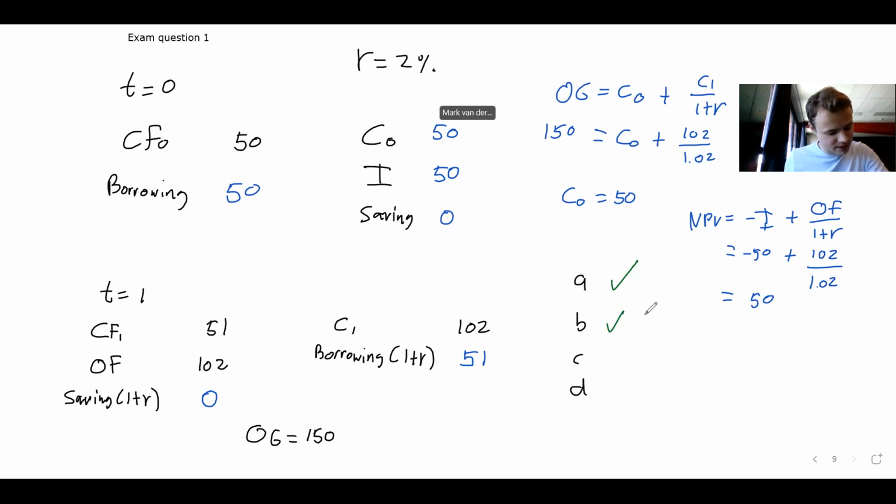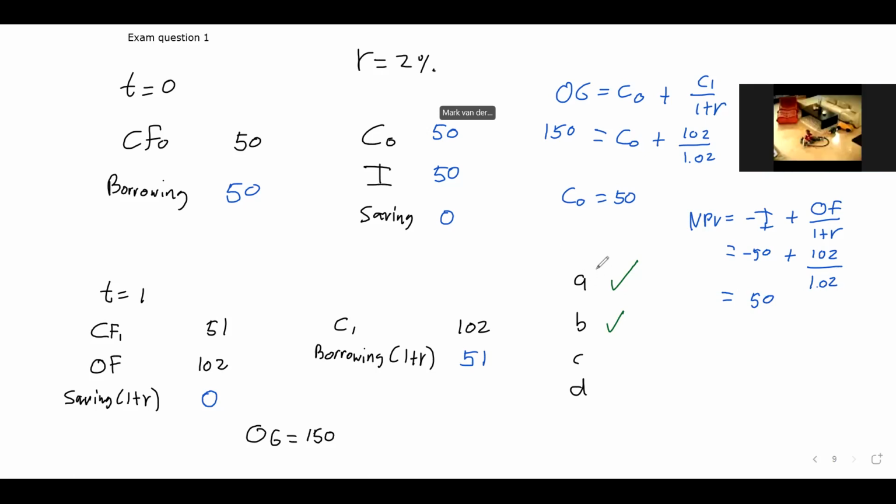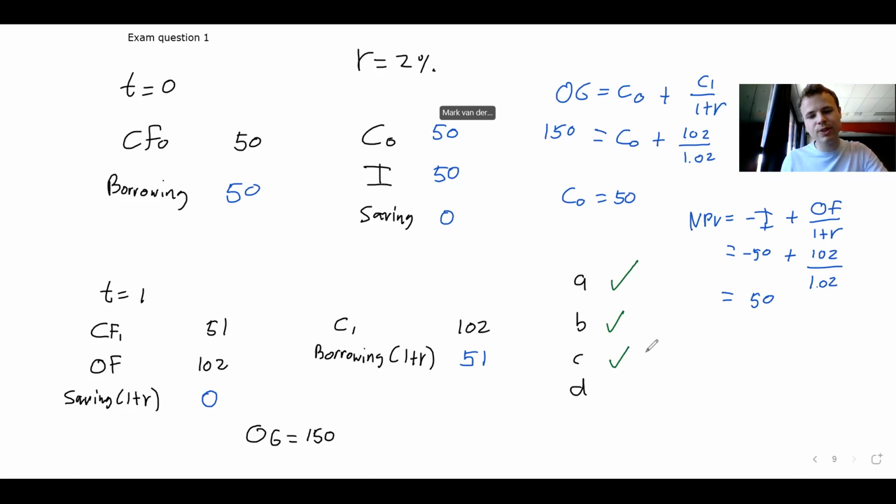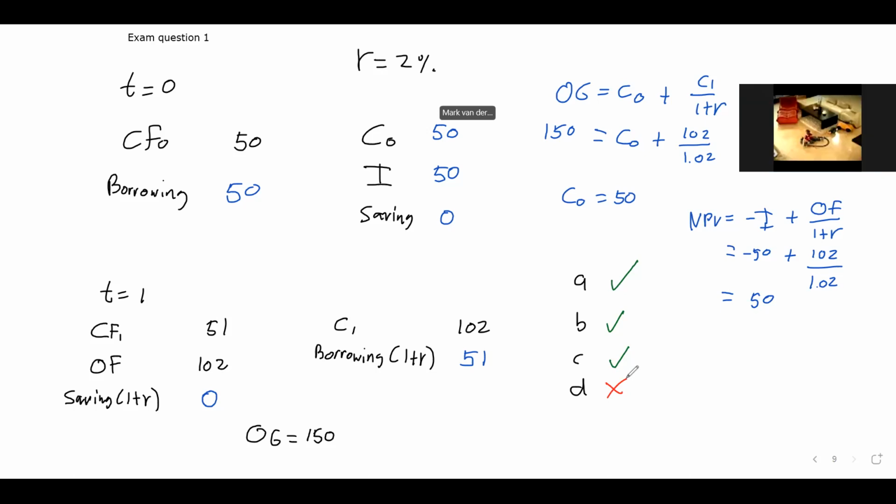C. At T0, Ronaldo consumes 50 euro. Yeah, that's also true. D. Ronaldo pays 2 euro interest. No, he pays only 1. He pays only 1 because he borrowed 50. He had to pay back 51. That implies he only paid 1 euro interest and not 2 euro interest. Perfect. Thank you very much, AO. Okay.